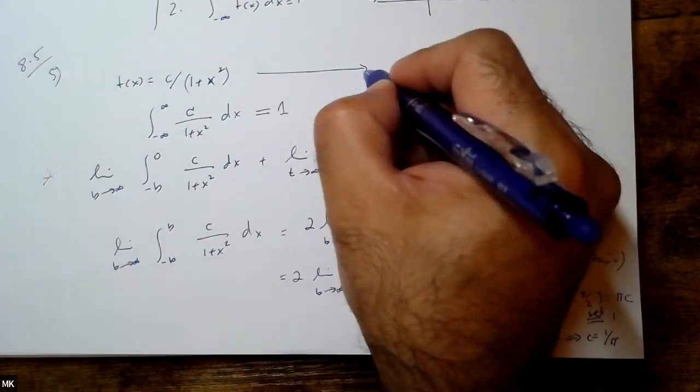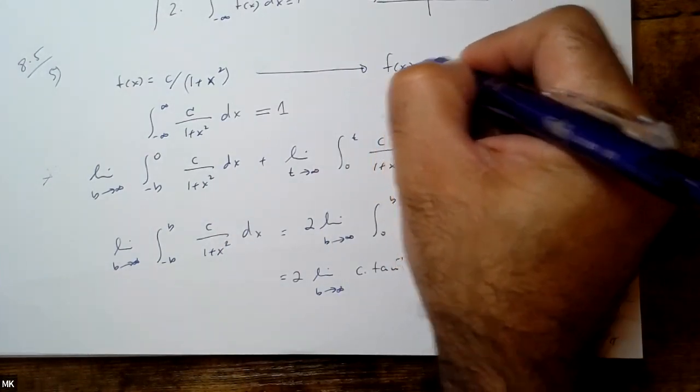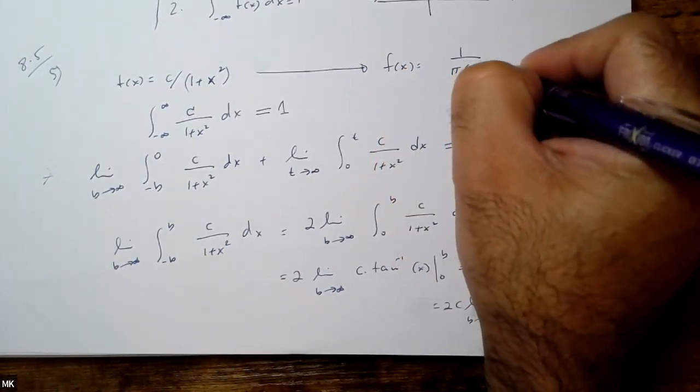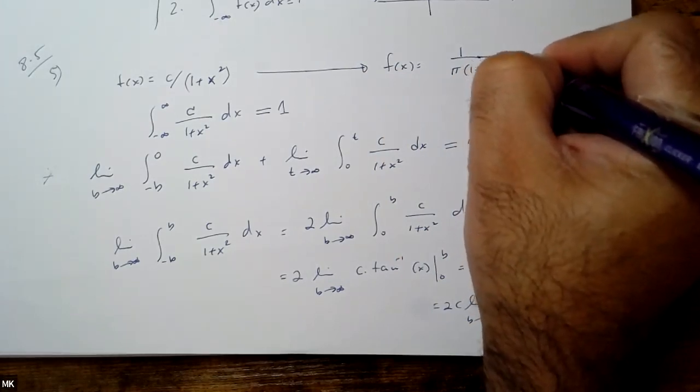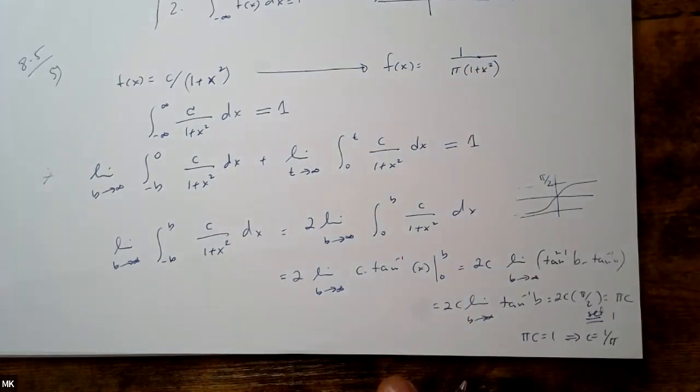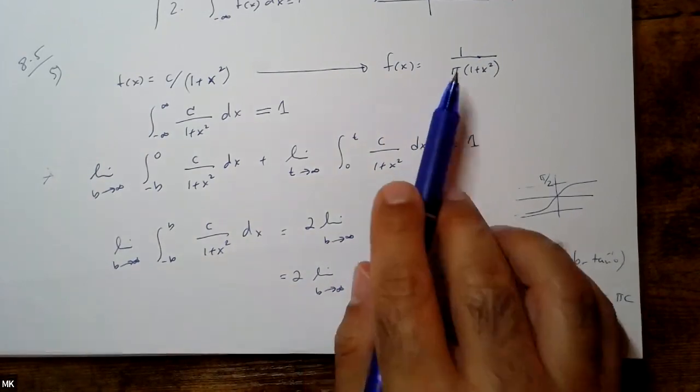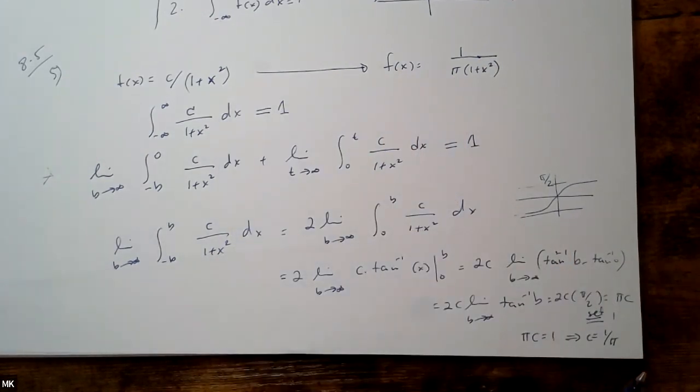So your function is 1 over pi times 1 over 1 plus x squared, replacing c with 1 over pi. That guarantees the area is 1. And since it's positive, no problem. So it is exactly what I want it to be in order for it to be a proper density function.